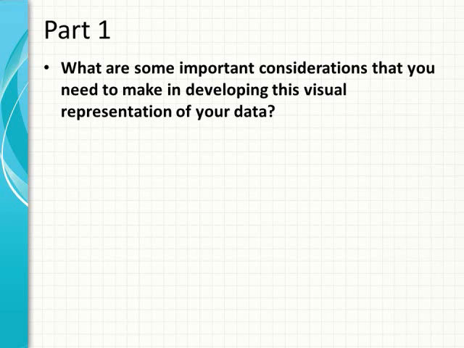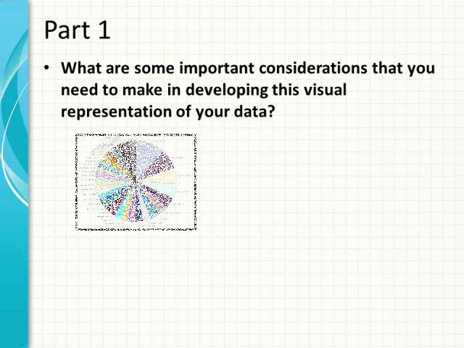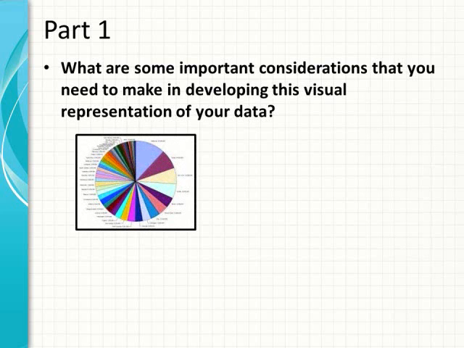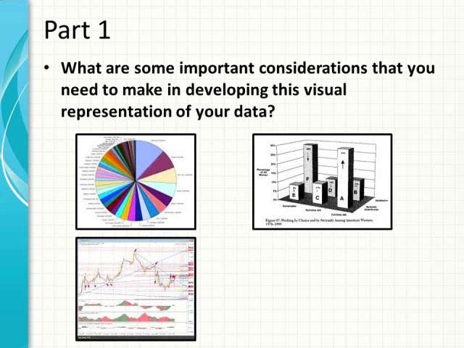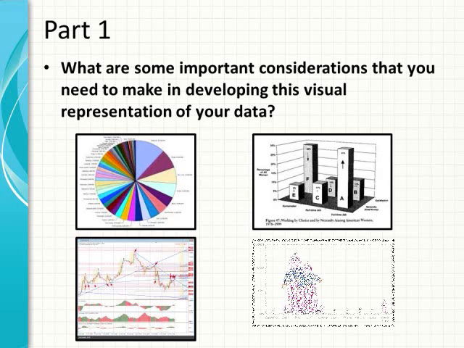What are some important considerations that you need to make in developing this visual representation of your data? Well, here's a representation using a pie chart. There seems to be a lot of pieces to that pie. Here's another visualization where they use a type of bar chart in order to represent the data. And you can see some data is hidden behind other bars, and it's very difficult to find that y-axis. And here's a third visualization, which, well, I'm not quite sure what they're trying to demonstrate here. There's just a lot of information.